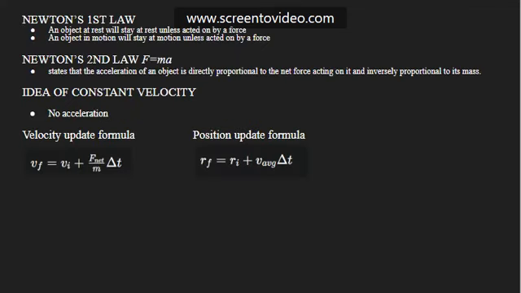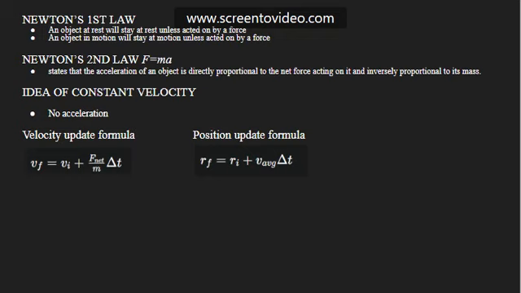On this slide, I'm reviewing the basic concepts that are essential for this lab. Newton's first law tells us that an object will maintain its state, either at rest or in motion, unless a net force acts on it. This is the idea of inertia. Newton's second law gives us the relationship between force, mass, and acceleration, expressed as F equals ma. It means that the acceleration of an object depends on the net force applied to it and its mass.